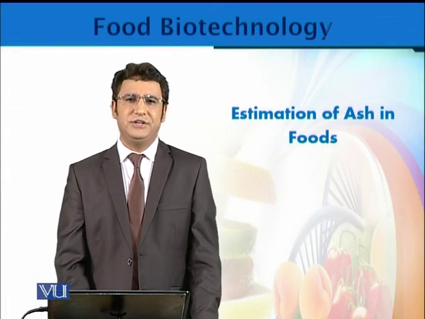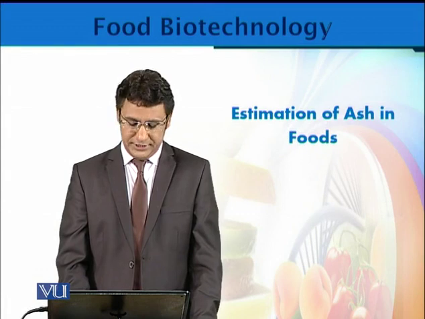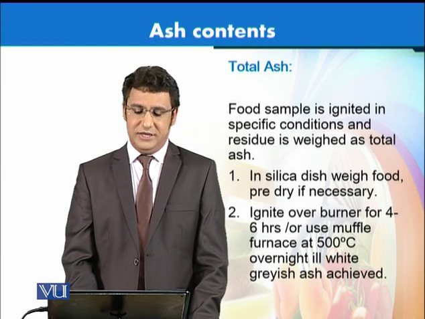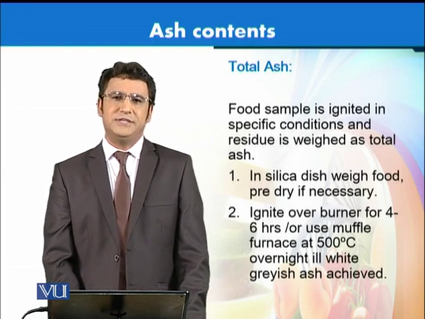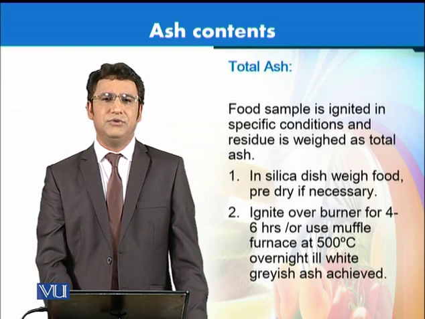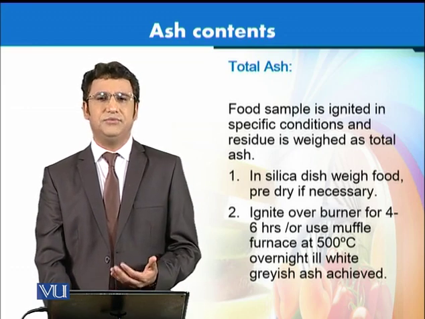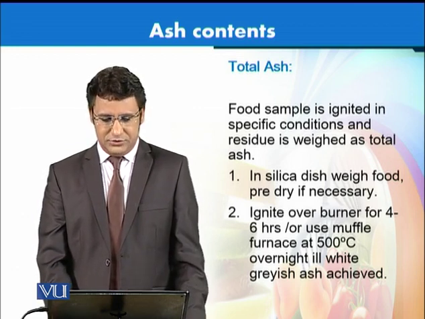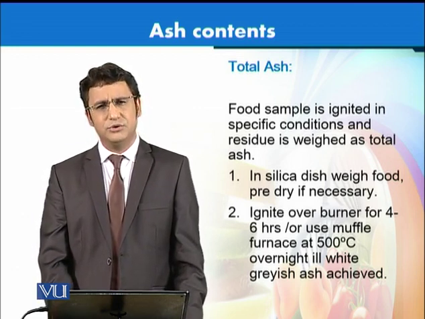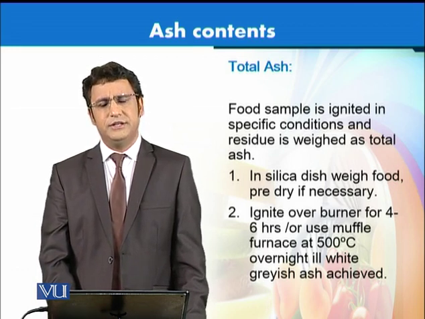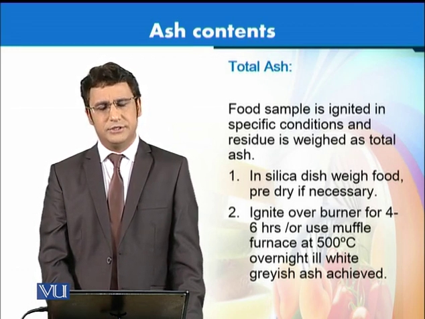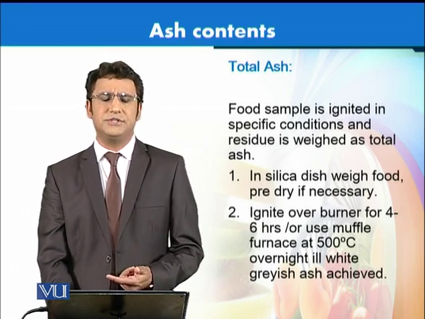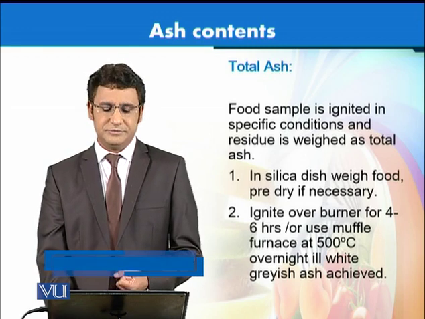Estimation of ash in food is another important food analysis that is done for a variety of reasons. Normally, it is expressed in terms of total ash. We initially do the total ash contents, and then, if needed, further analysis is done. For total ash, we normally use a silica dish. These are special dishes used in the determination of ash because they can withstand higher temperatures.